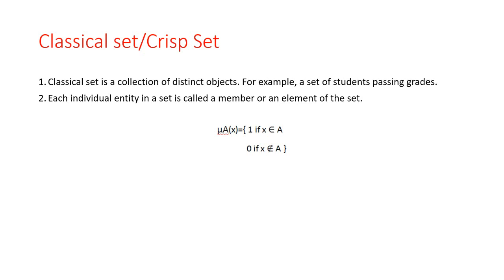The classical set is defined in such a way that the universe of discourse is split into two groups, members and non-members. Hence, in classical sets, no partial membership exists. Let A be a given set. In this diagram, A is a given set. The membership function used to define set A is given by mu A of x equal to 1 if x belongs to A, and 0 if x does not belong to set A.